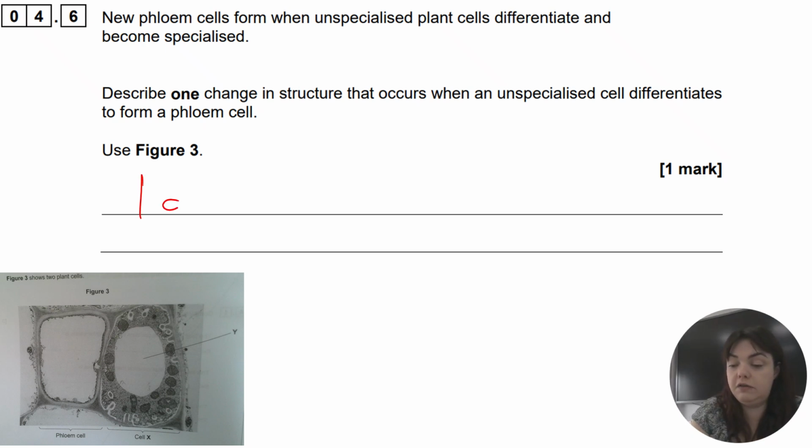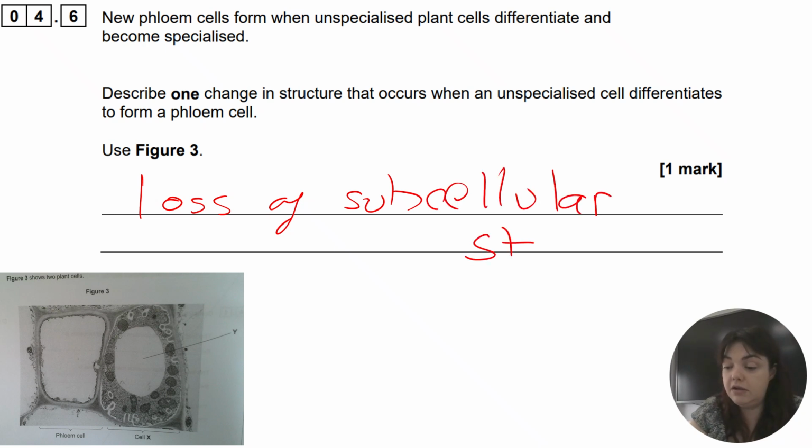So loss of subcellular structures, because you can see that. I mean, look at how complex cell X is in comparison to the phloem cell. Look at this. You've got so much stuff in here, and that is essentially an empty cell, essentially mostly xylem. It's not. It's mostly vacuole.